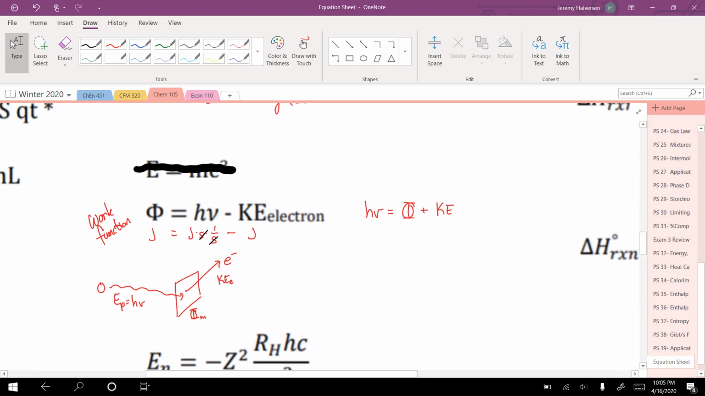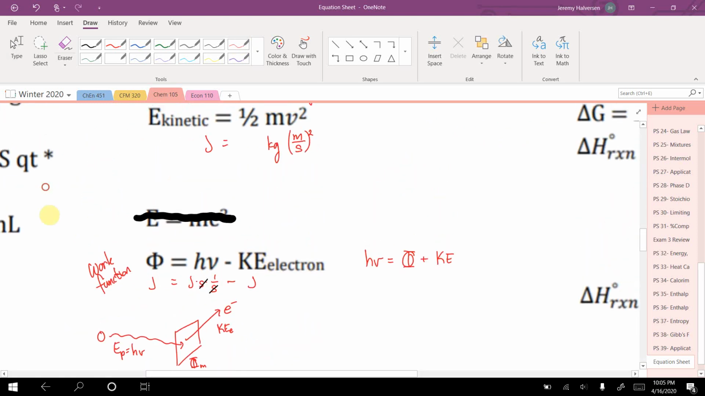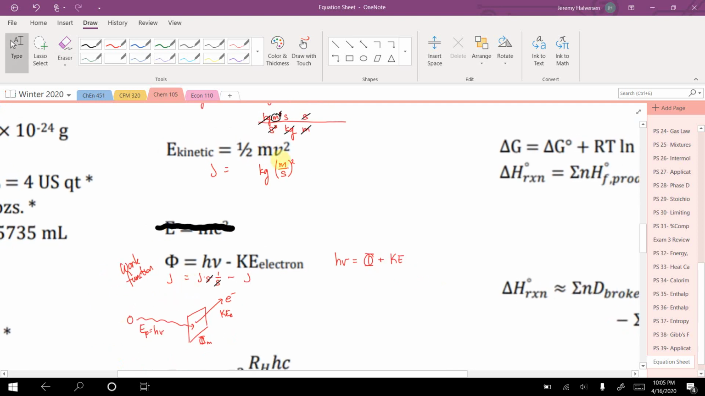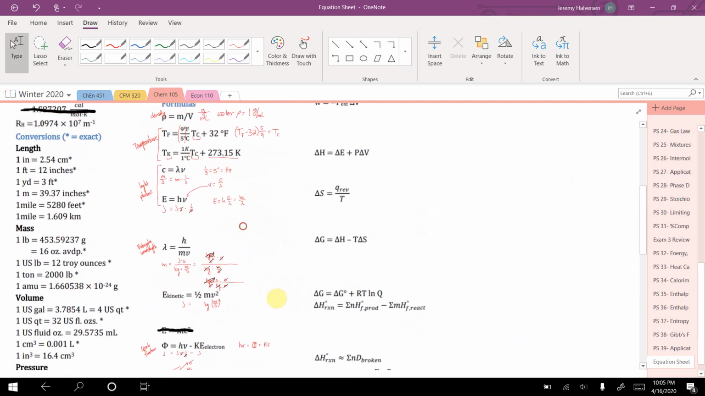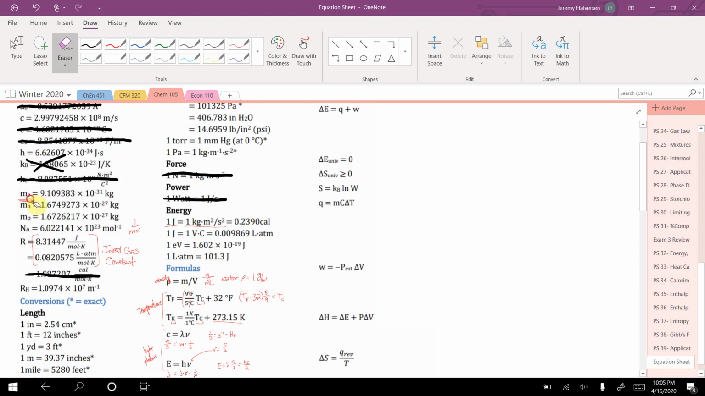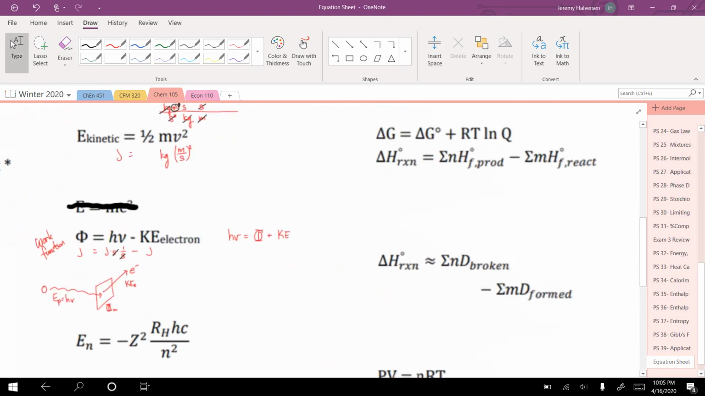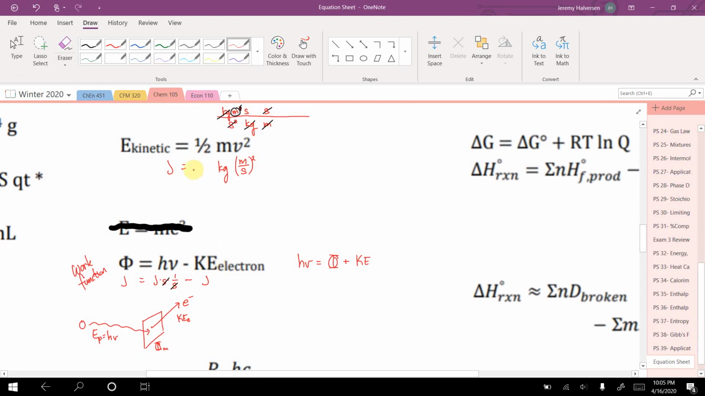Okay, and then if you solve for the kinetic energy, you can then use this. This is the same kinetic energy, 1/2 mv squared. So this is the kinetic energy of an electron. Because I know the mass of an electron, which is up here, if I found the kinetic energy, I could then find the velocity of that electron.